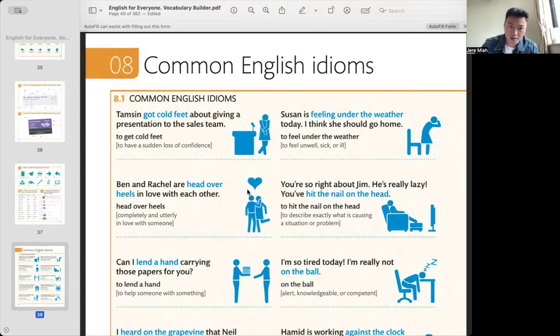Okay, so next is: can I lend a hand carrying those papers for you? Lend. I don't know how to pronounce it. It's pronounced lend. So, can I lend a hand carrying those papers for you? Means offering to help. Yeah, can I lend a hand? Do you need me to lend a hand carrying loads of paper for you? So also is right, right?